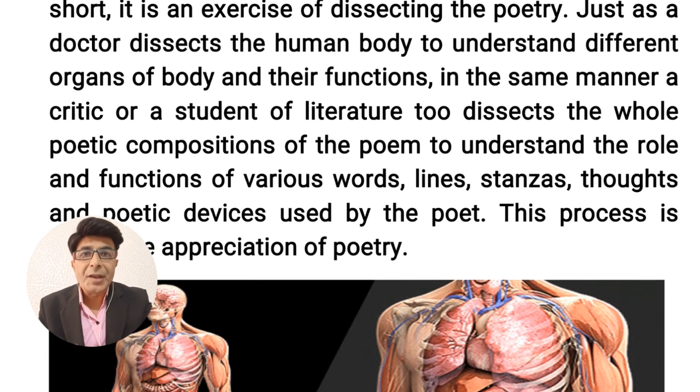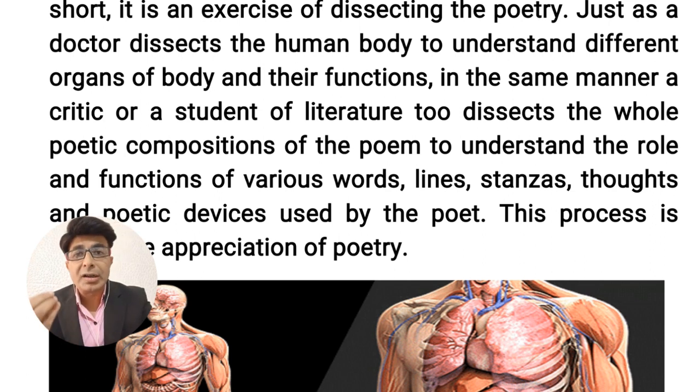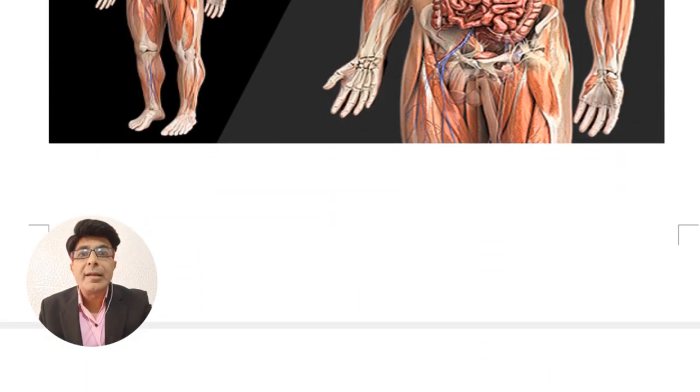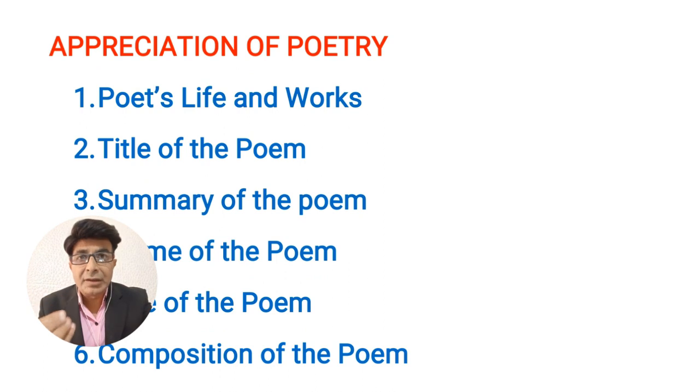In the same manner, a critic of literature or a critic of poetry tries to have a look at different aspects of poetry writing. He examines the words, the lines, the stanzas, the thoughts, different poetic devices, figures of speech, and everything, and ultimately takes the judgment whether a poem is interesting or not, whether a poem is a great poem or not. So, what points or what organs do we examine while doing the appreciation of a poem?